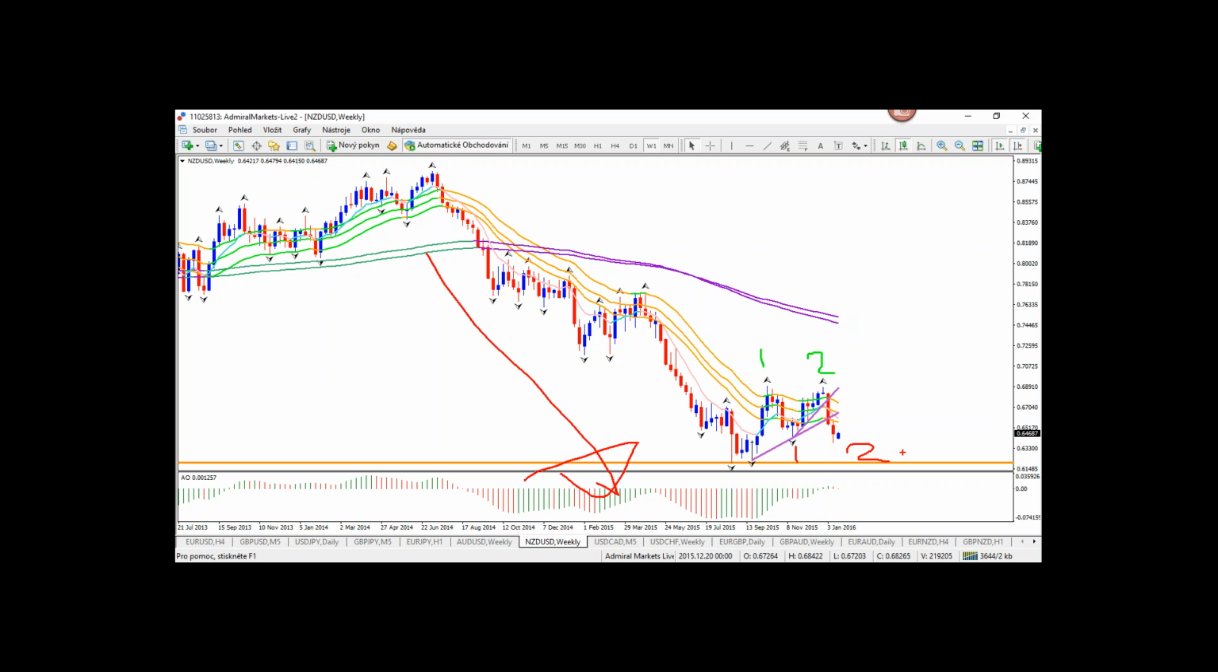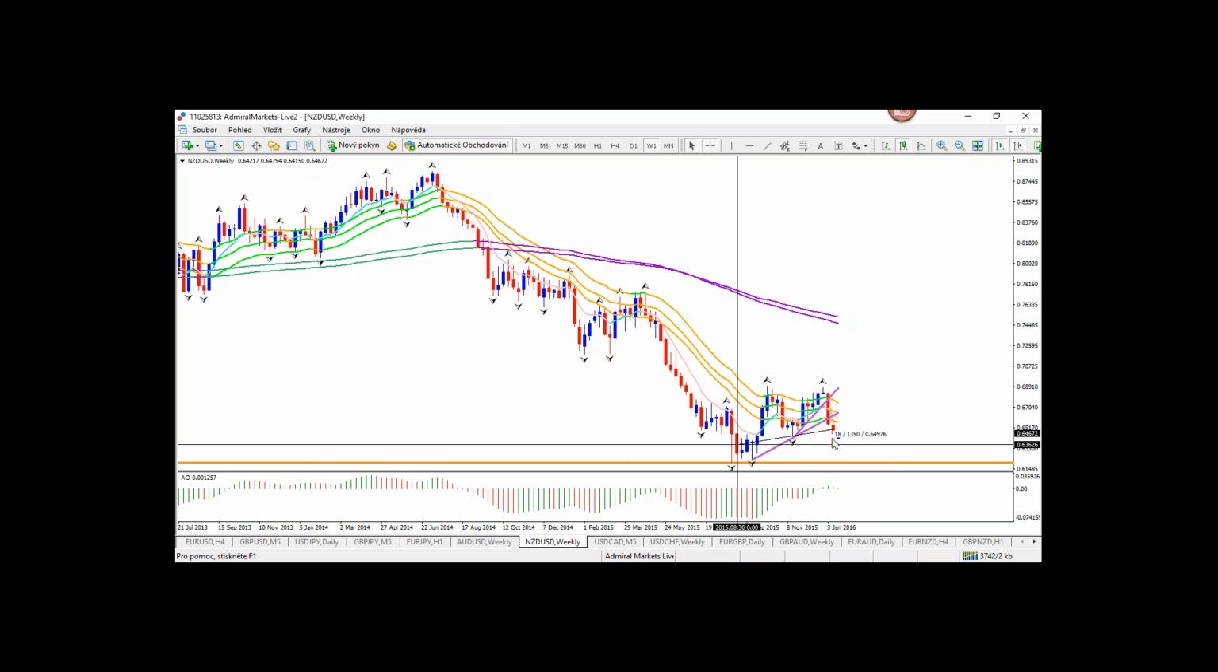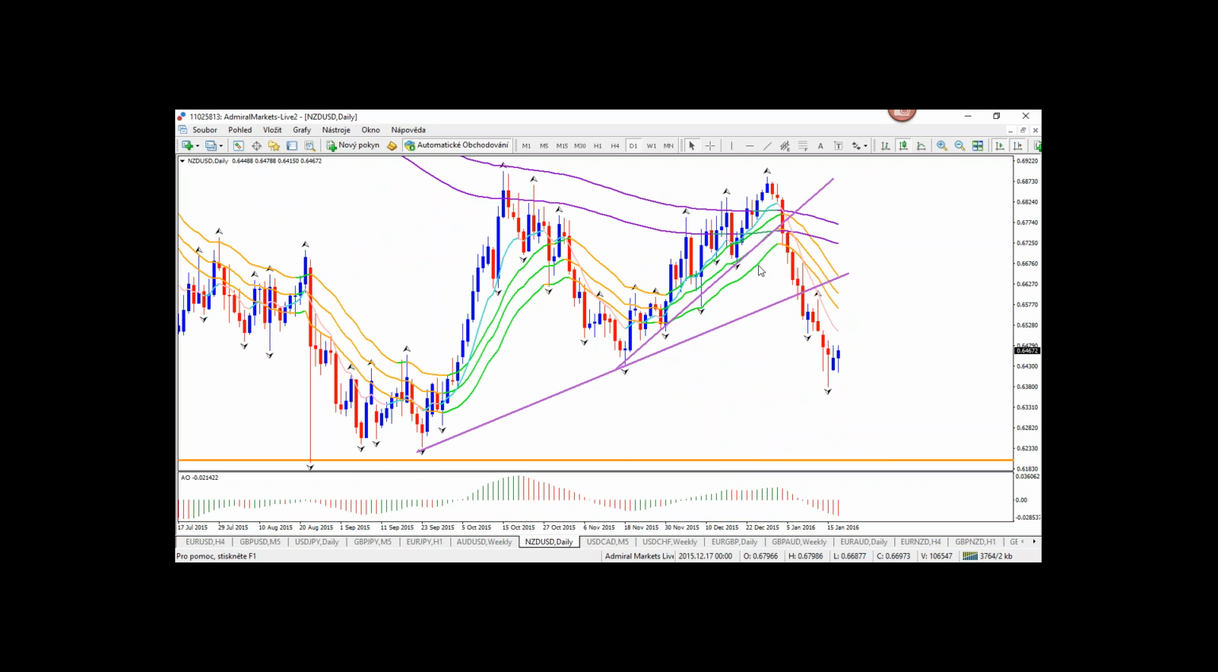Let's see when this break is happening. This break is happening on candle number 18. That's fine as well. So I think it looks bearish. The question is, is it a good short now?